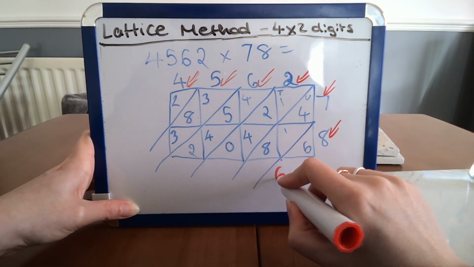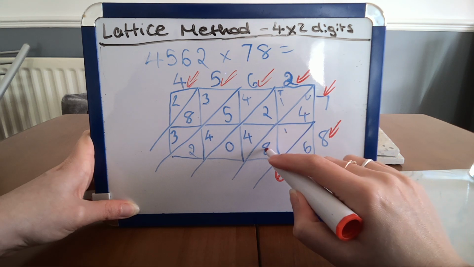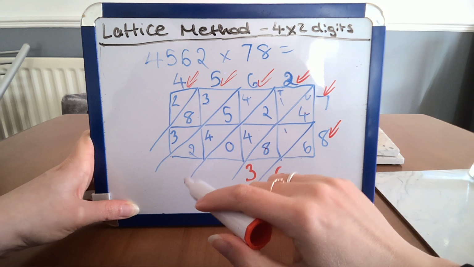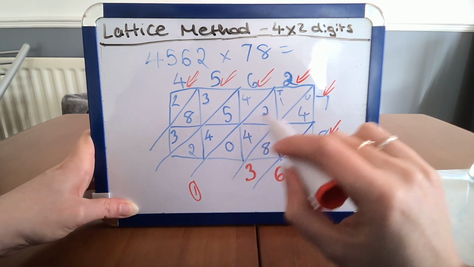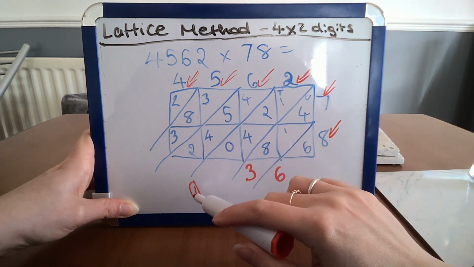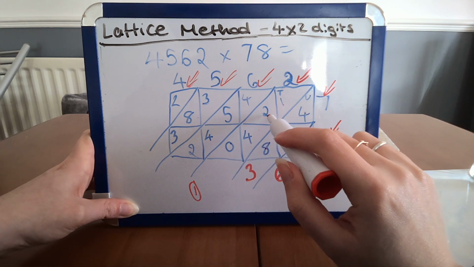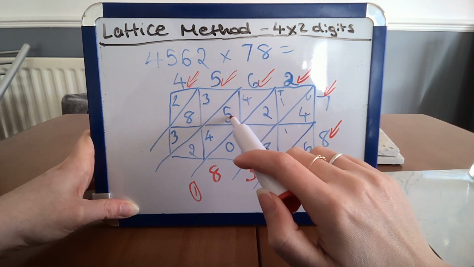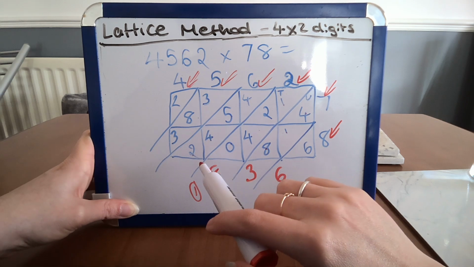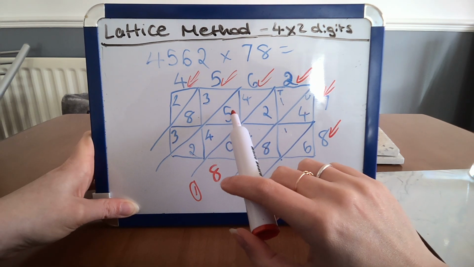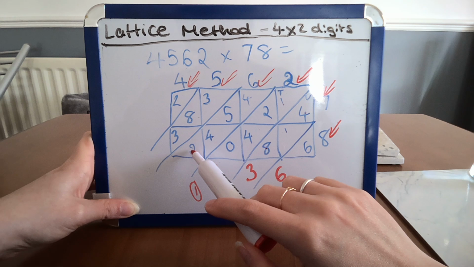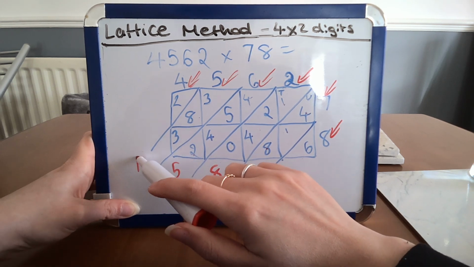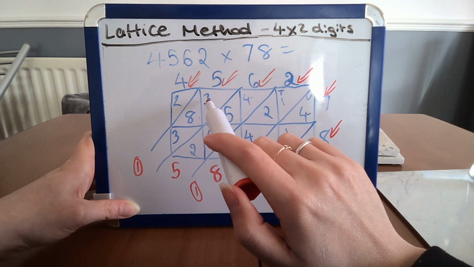This one is just 6. This is 4 plus 1 plus 8, which is 13. So my 3 goes here, my 1 gets carried over. 1 plus 2 plus 4 plus 1 is 8. This one is 4 plus 5 plus 4 plus 2. So I would probably separate that out into 9, 10, 11, 15. And I'm going to carry my 1 over here.